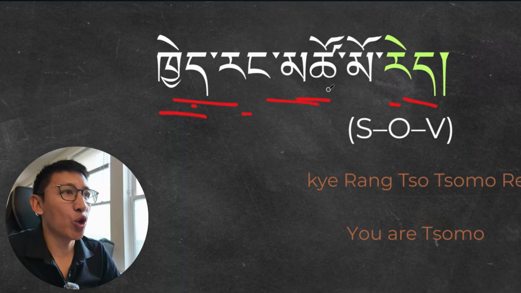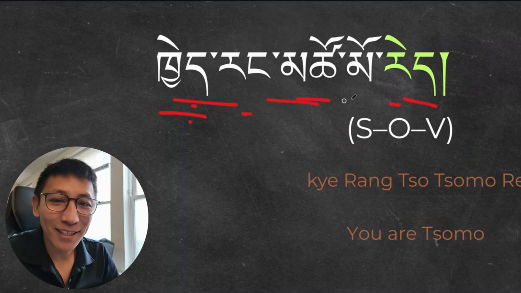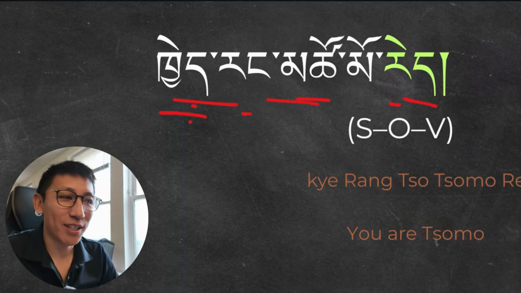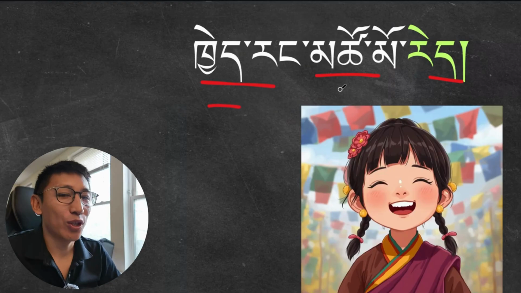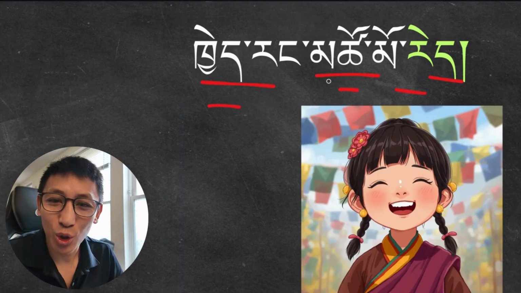Kerang chomo. Chomo is the name of a girl. So kerang chomo re. Kerang chomo re.